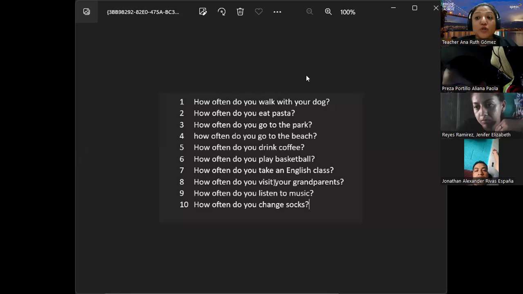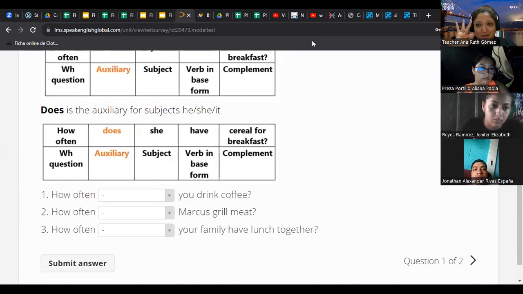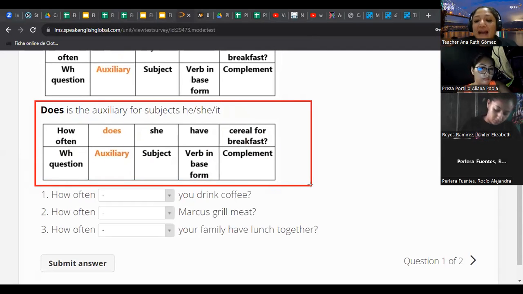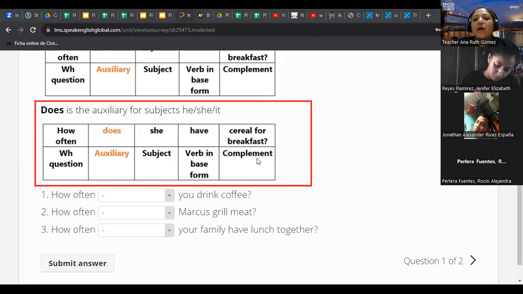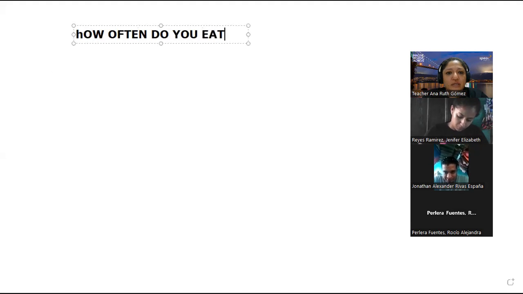Now, what you're going to do for tomorrow in your notebooks is, I need all the questions in third person singular, using the auxiliary does. I'm going to send a screenshot. So if you have the question, for example, how often do you eat pizza? You have to change the question to third person singular. Give me a moment. I'm going to type it here.